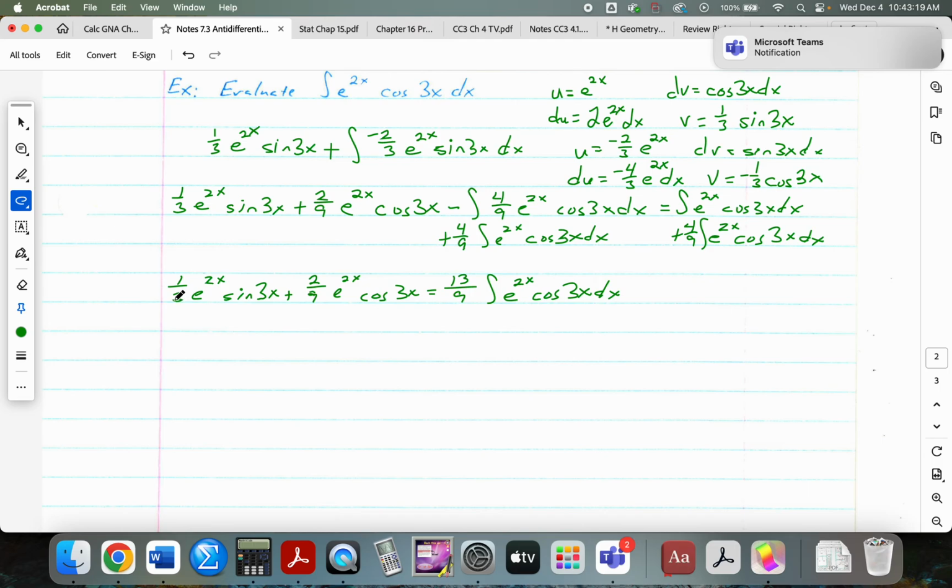So I'm going to multiply this by 9/13. The 3 will go into the 9 3 times, so I'll end up with 3/13 e to the 2x sine 3x. Plus here, the 9's will cancel. I'll have 13, I'll have 2/13 e to the 2x cosine 3x plus c.